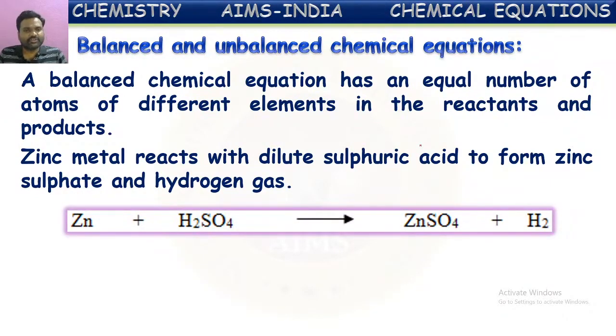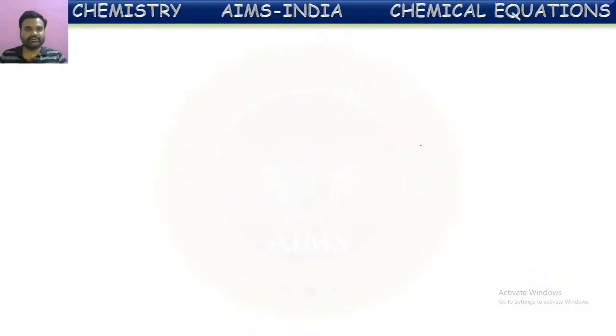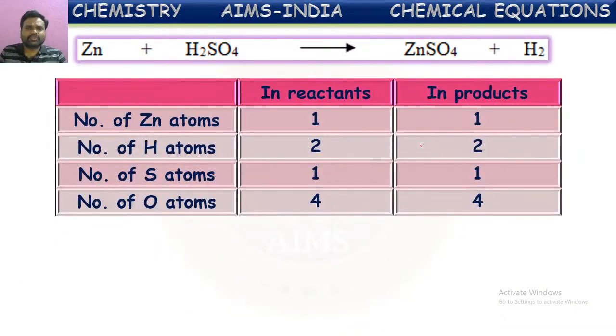In this reaction, equationally, zinc plus H2SO4 gives ZnSO4 plus H2. If you count the number of atoms of all the elements on the reactant side and product side separately, let us take once again the same equation here. So try to calculate the number of atoms of all the elements on both the sides.